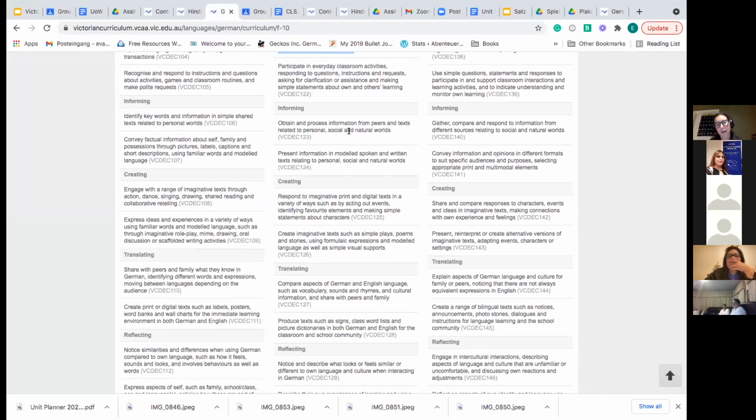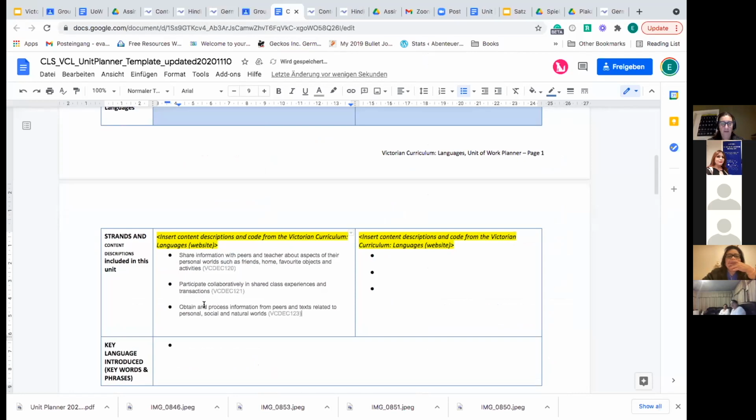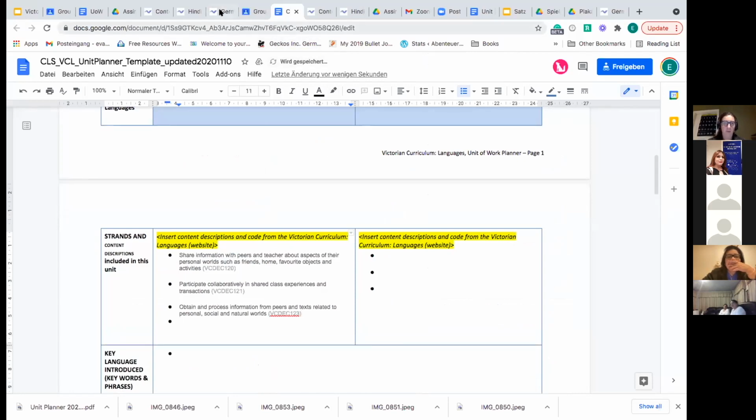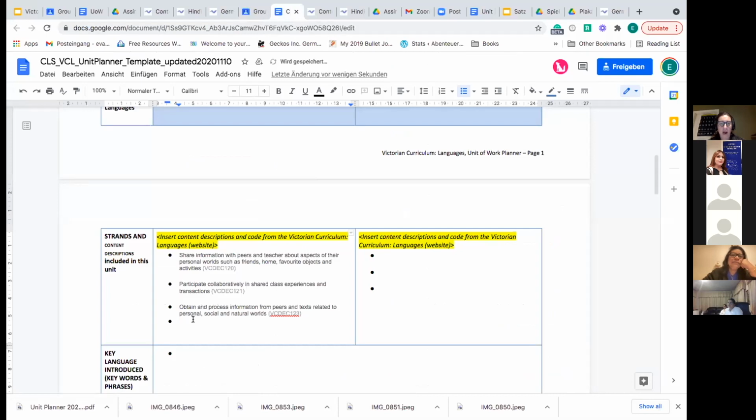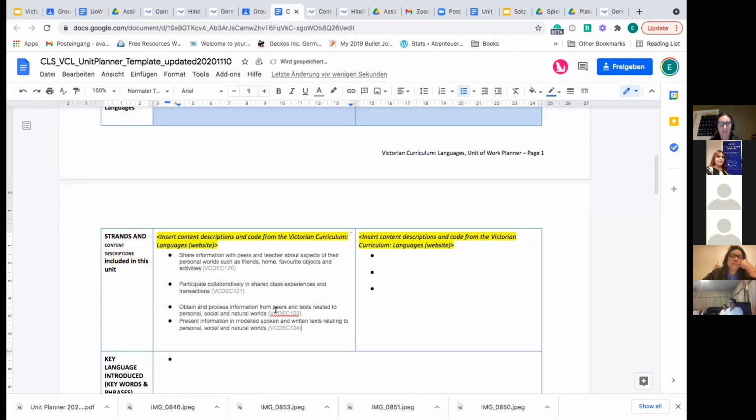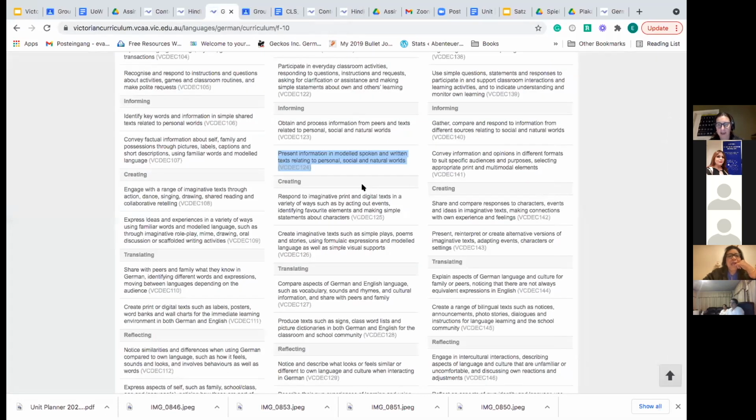Obtain and process information from peers and texts related to personal, social, and natural worlds. Present information in modeled, spoken, and written text relating to personal, social, and natural worlds. They will definitely do this too. So I take them, copy and paste, put them in here, and I take the other one because I think that's a really important one. Not to say they don't do any of the other things, but for our example here, that's what is important. Let's look at understanding. Is there something we can cover with understanding?